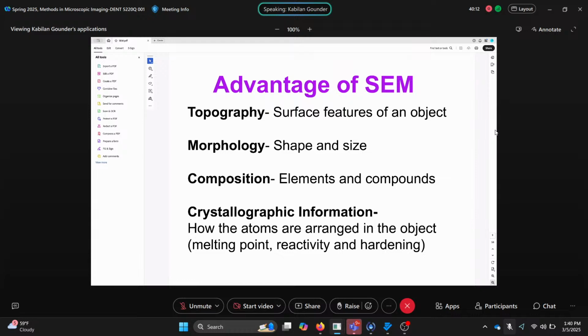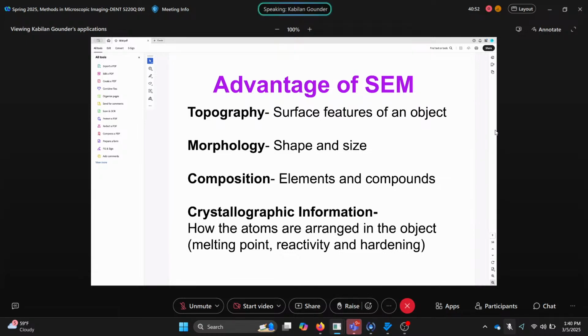So the topography, morphology, composition, crystallographic informations. Topography is the surface feature of any object. The scanning electron microscope is not only for living tissues when you are processing, but you can also observe any material. Our goal with the scanning electron microscope is to visualize the surface of any object. Also, you are able to see the size and shape of the sample.